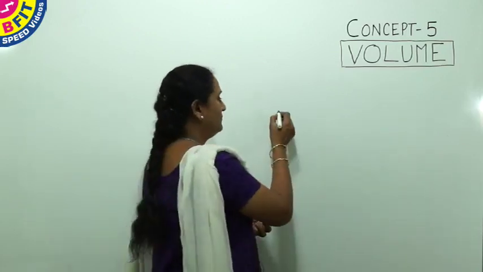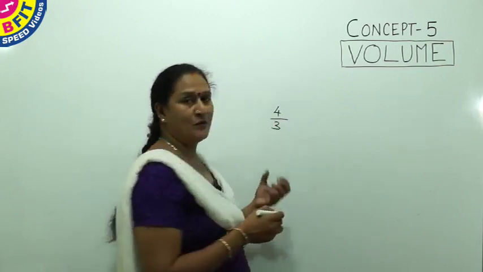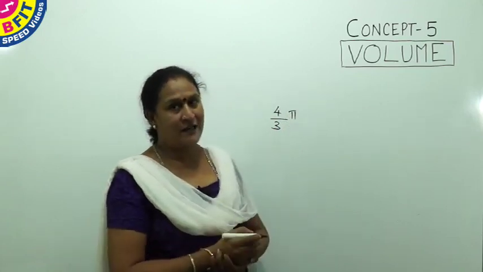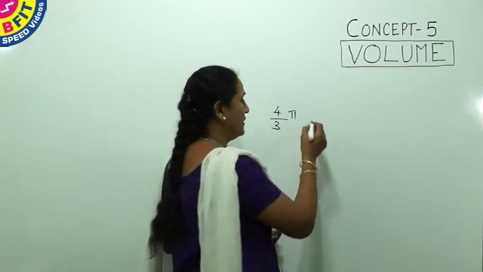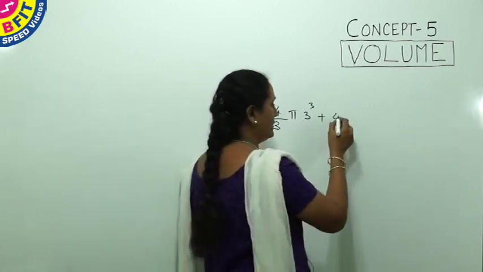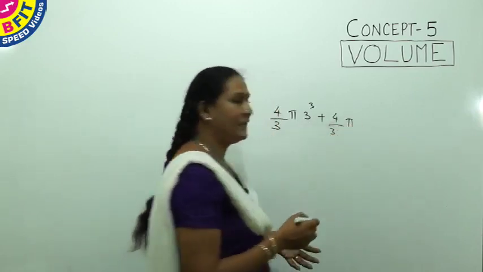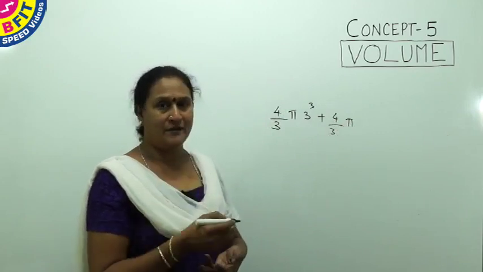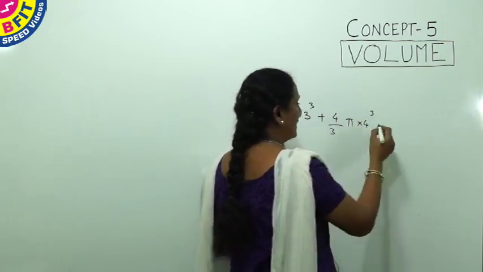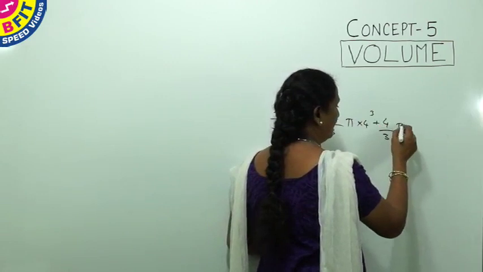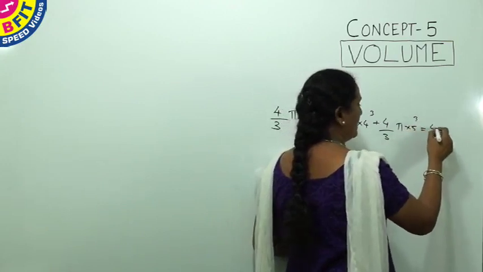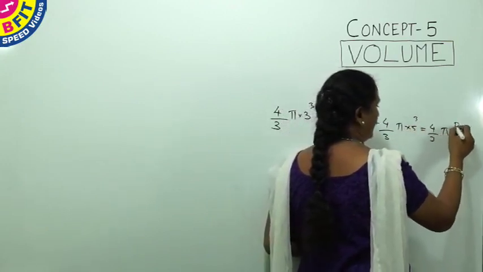So now, the volume of this sphere is 4 by 3 pi. The diameter is 6. So what will be the radius? It is half of the diameter. So it is 3 cube. And what is the volume of the other sphere? It is 4 by 3 pi. The diameter is 8, so half of the diameter is the radius, 4 cube. And the volume of the other sphere is 4 by 3 pi. The diameter is 10, so the radius is 5. Which is equal to 4 by 3 pi capital R cube.